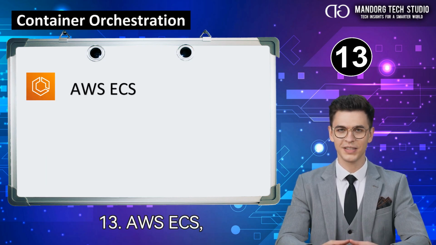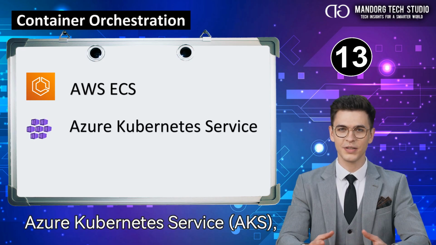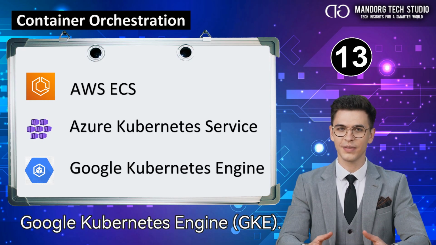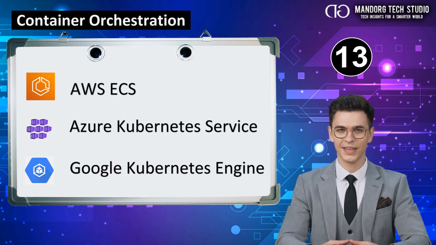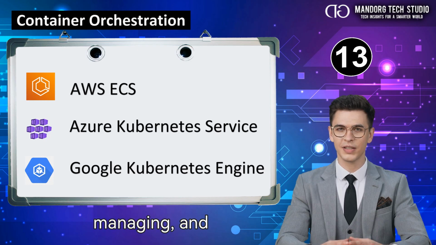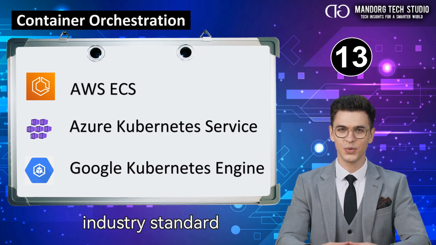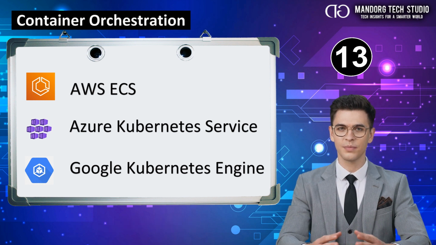13. AWS ECS, Azure Kubernetes Service, AKS, Google Kubernetes Engine, GKE. Containers are everywhere, and these managed container orchestration services make deploying, managing, and scaling containers a breeze. Kubernetes has become the industry standard for container orchestration.